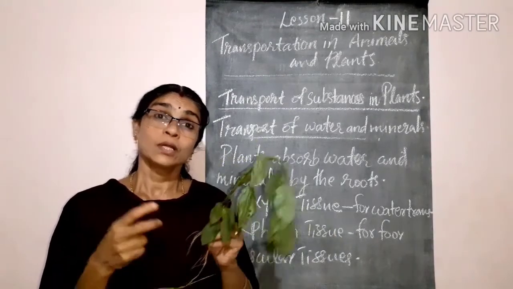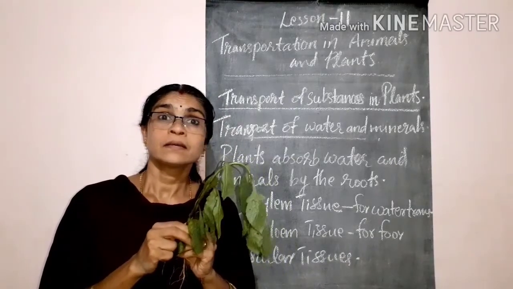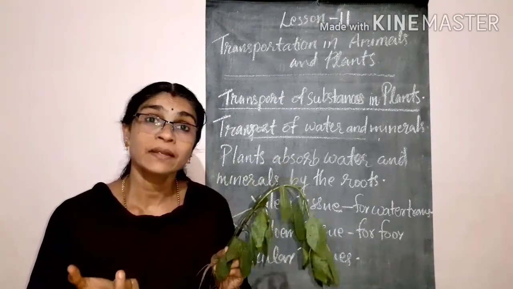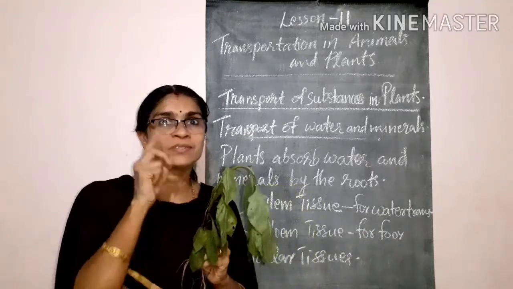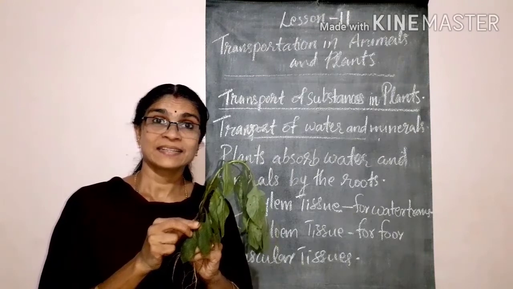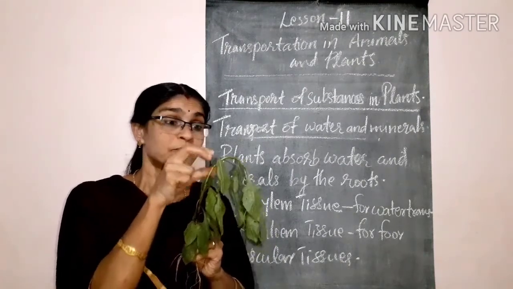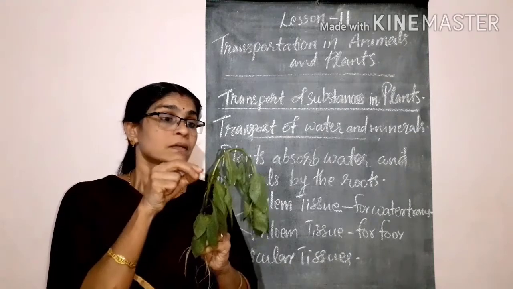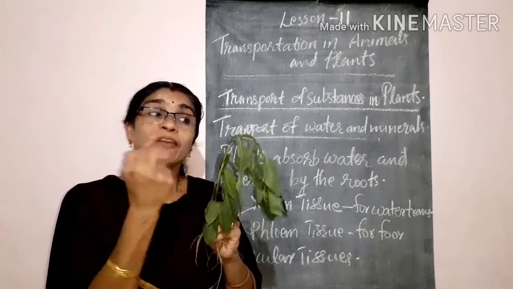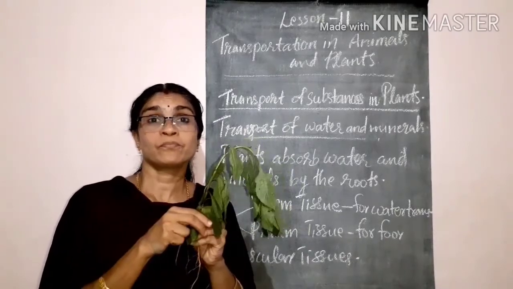Then how is food transported in the plants? Where is it prepared? It is prepared in the leaves. Leaves are the kitchen of the plant. The leaves prepare food, and that food reaches every cell in the plant. Then only they can perform.